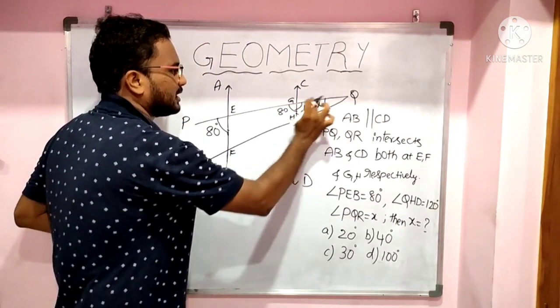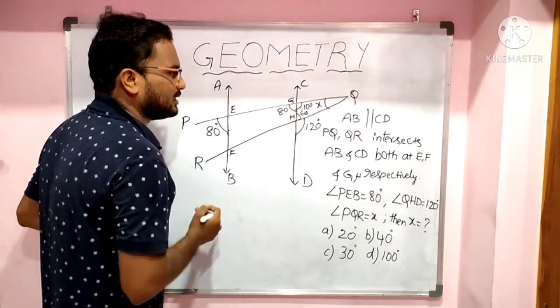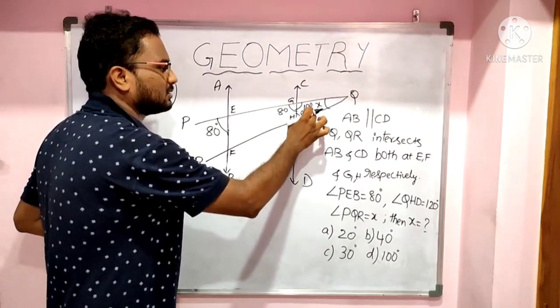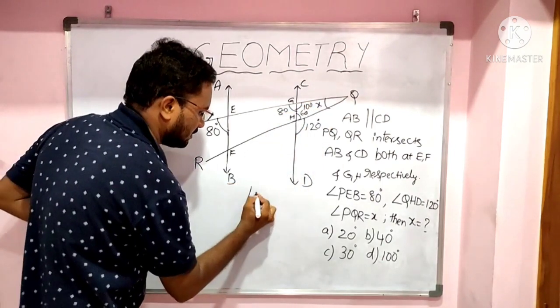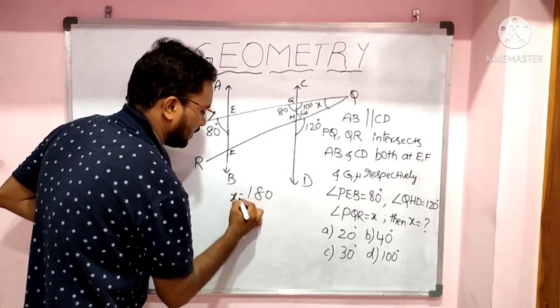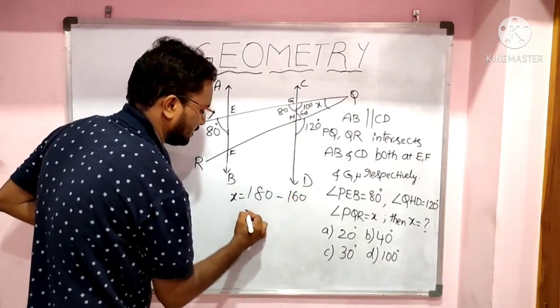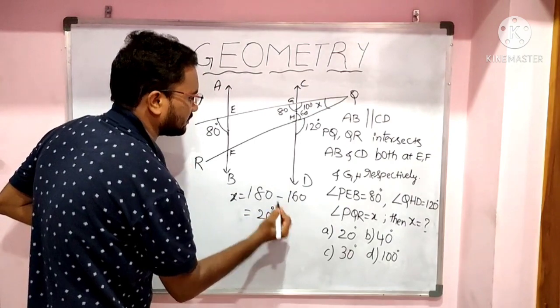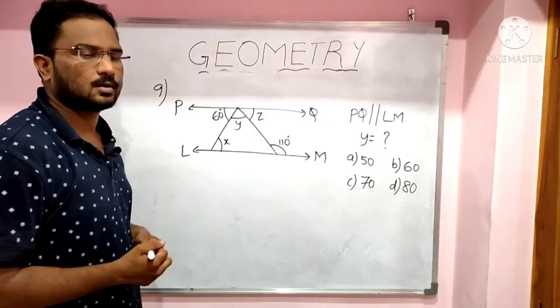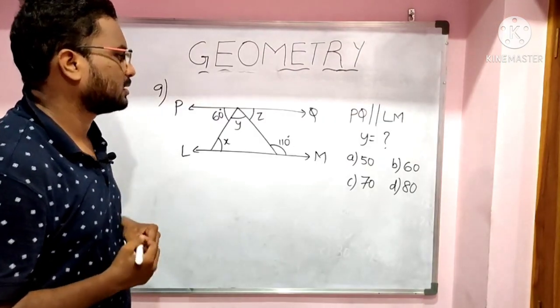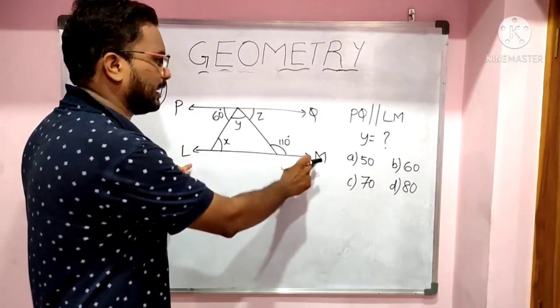This is a triangle. In a triangle, the sum of the angles is 180 degrees. This is 100, this is 60, so X equals 180 minus 100 plus 60, that is 160. So X equals 20 degrees. So the answer is 20.